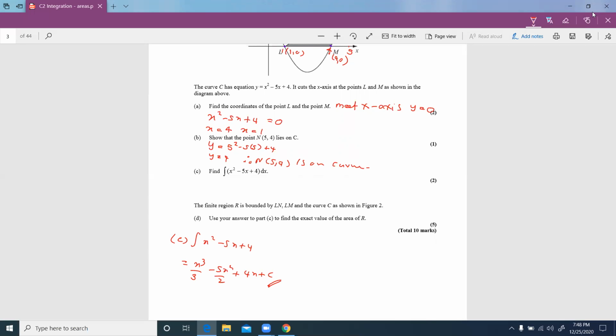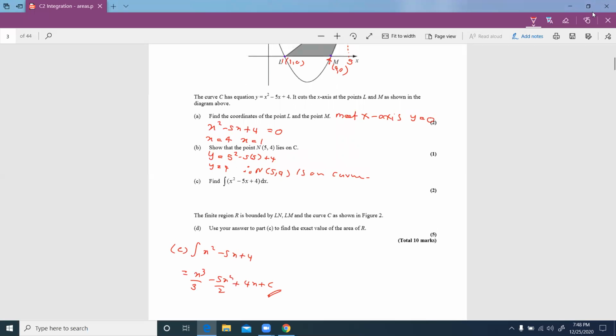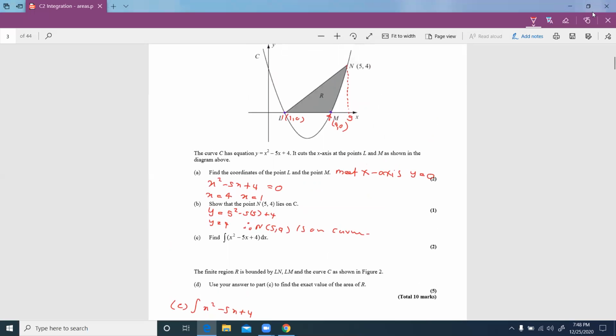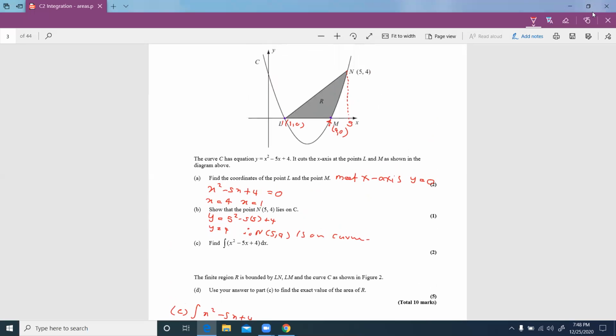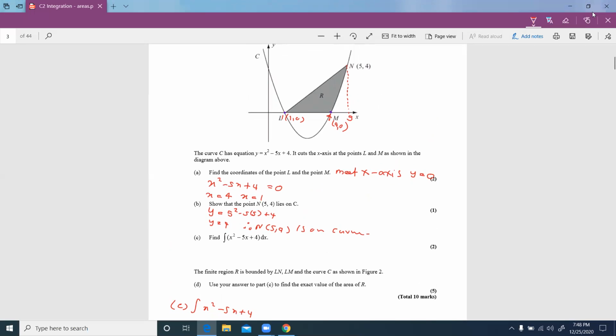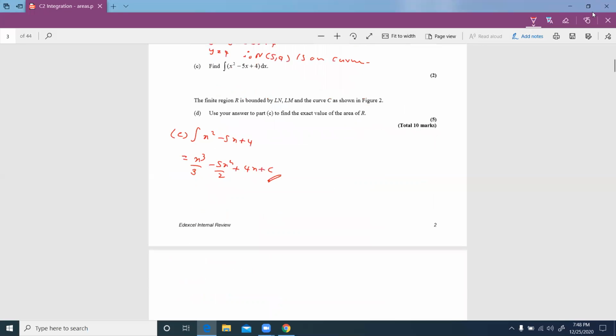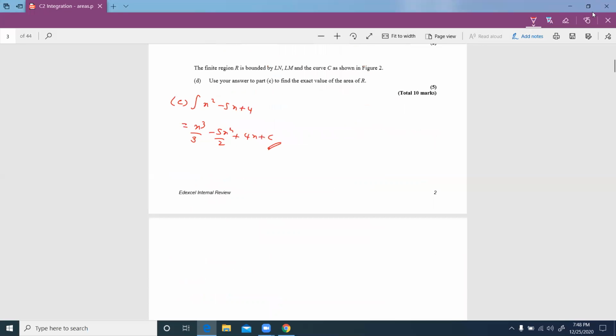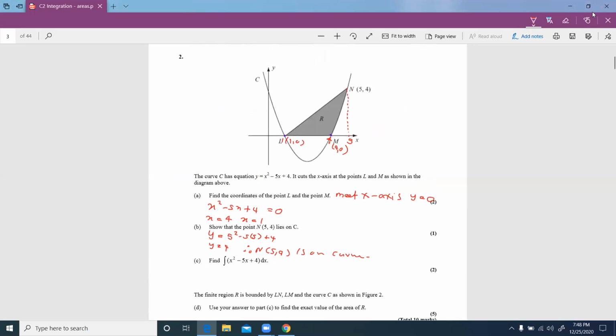Then they mention the finite region R is bounded by the lines LM, MN and the curve, as shown in the diagram. Use the answer to part C to find the exact value of the area R. So now what you can understand over here is, for this required area, initially we can find the area of this triangle.